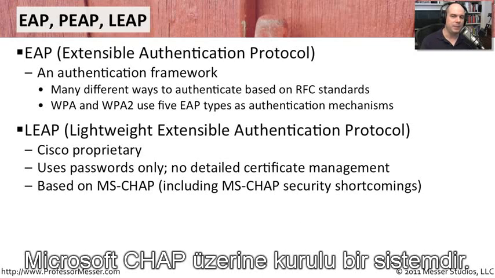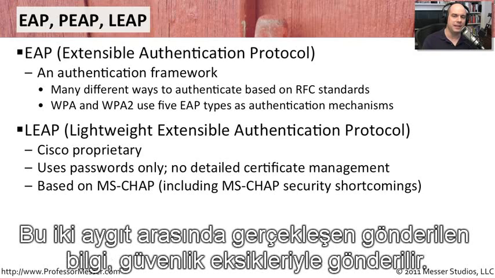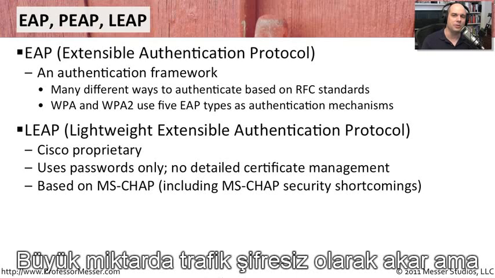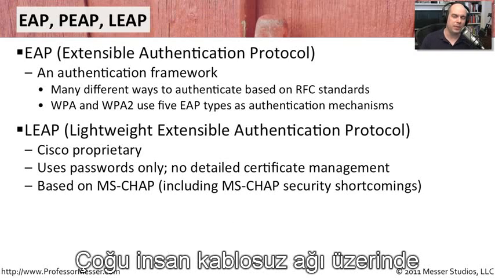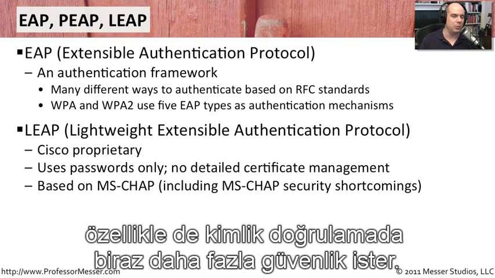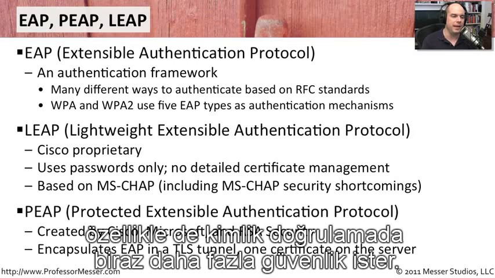This is based on Microsoft CHAP, which means that the information that's being sent between these devices has a few security shortcomings. You get to see a large amount of this traffic in the clear. Even if it's being hashed, you're still able to see it without any special type of encryption going by. So most people think they would like a little more encryption on their wireless network, especially for their authentication.